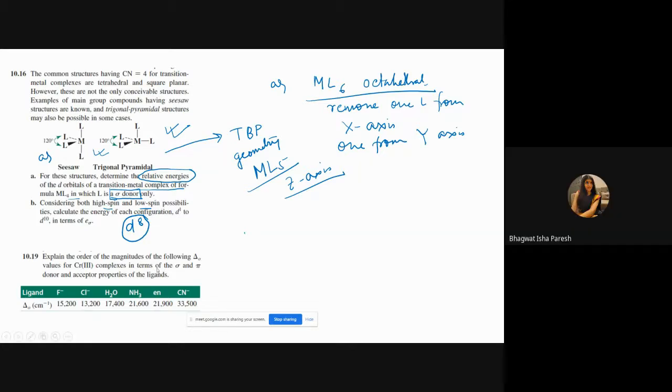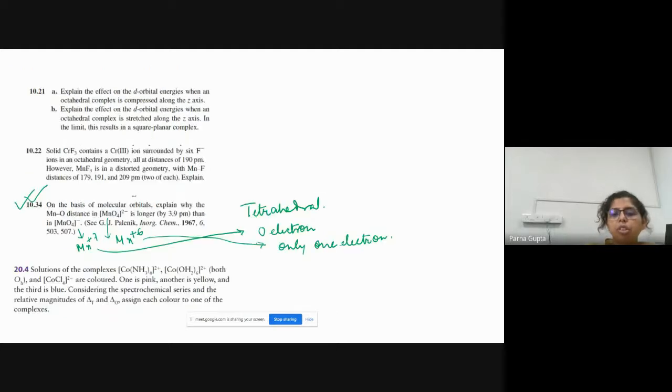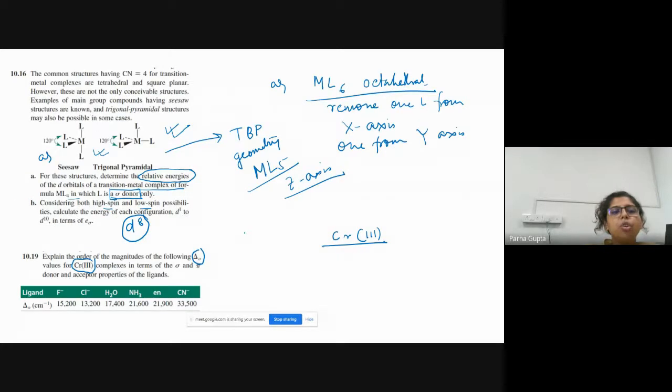Okay. So the next part is that you see it's very easy. Explain the order of magnitude of the del 0 values for chromium 3. So what are the factors? One factor is fixed, that is chromium 3. So these are the types, in terms of sigma and pi donor and acceptor properties. The question already told you this. How do you explain this?